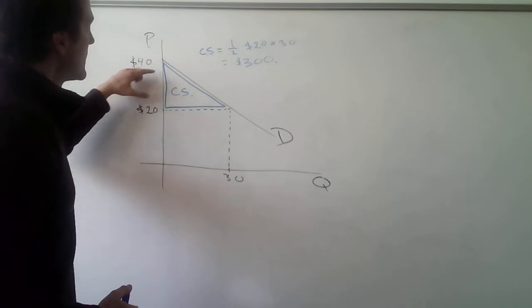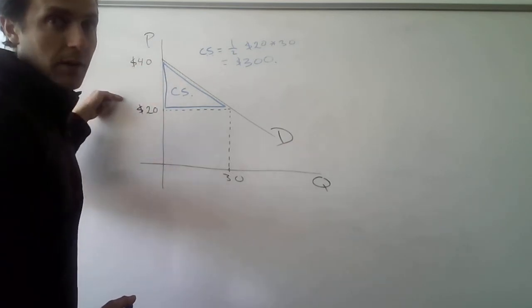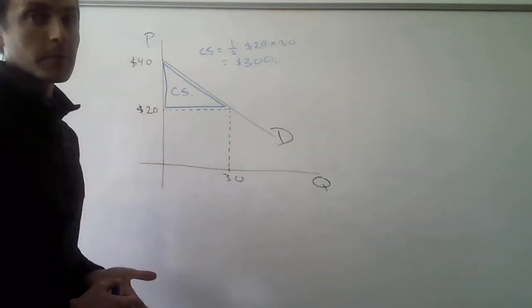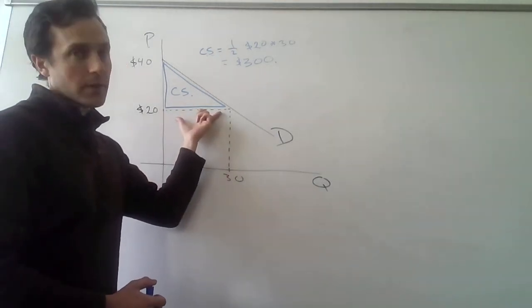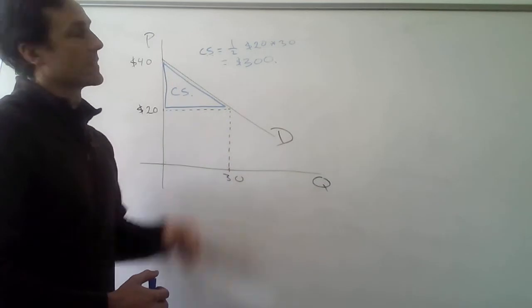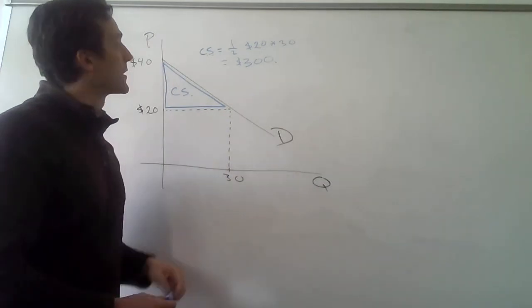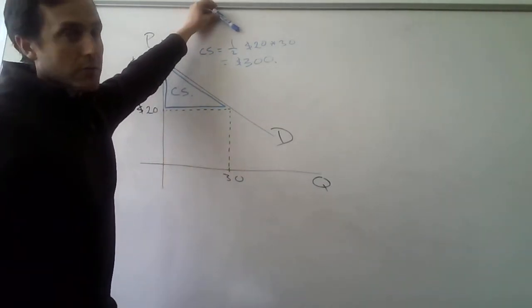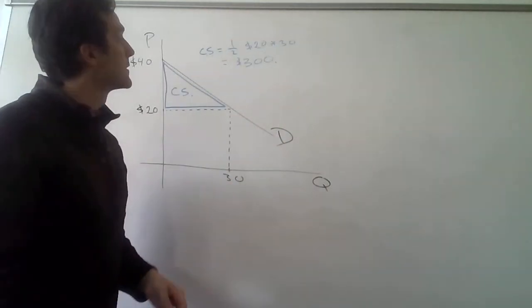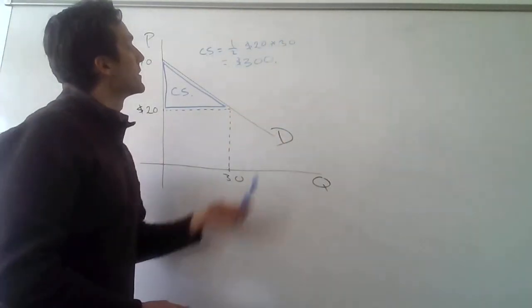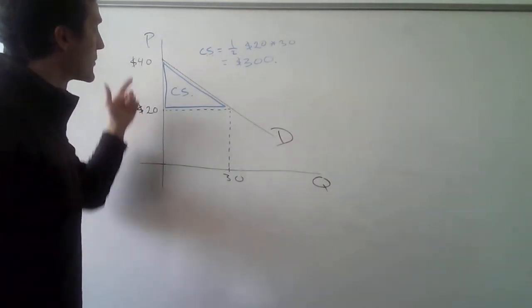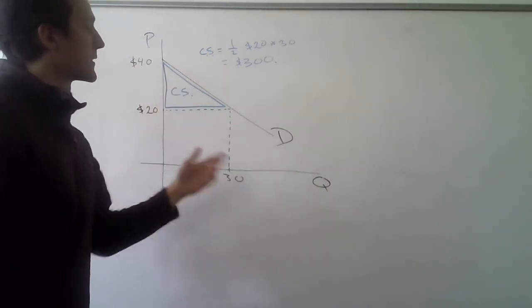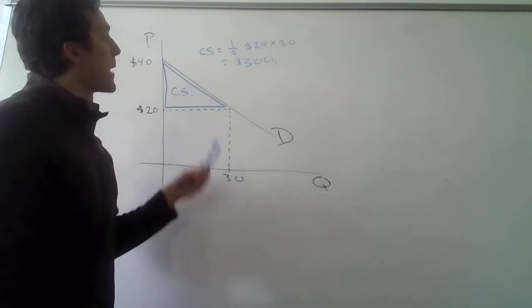Vertically, the dimension is $40 minus $20, so it's $20 in the vertical dimension, and 30 units of the good is the horizontal dimension. So that means that the consumer surplus, using our triangle formula, is going to equal 1/2 times $20 per unit times 30 units, and so that equals $300. So the consumer surplus for this market when the price is $20 happens to be $300.